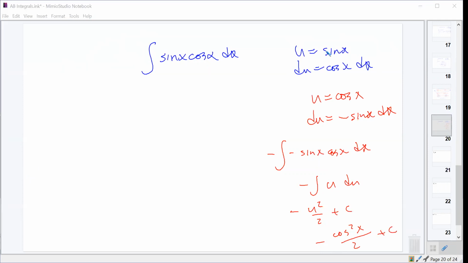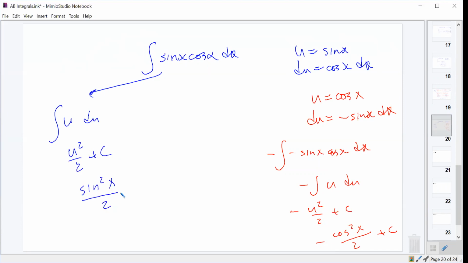Or we could just do it this way with u as sine, and this just becomes u du, or u squared over 2 plus a constant, or now sine squared x over 2 plus a constant. And so either way you choose to do it, you're going to get two very different answers that are both correct. There's nothing wrong with either way to do it. It just recognizes that this and this are not equivalent. They differ by what the value of the constant itself is.